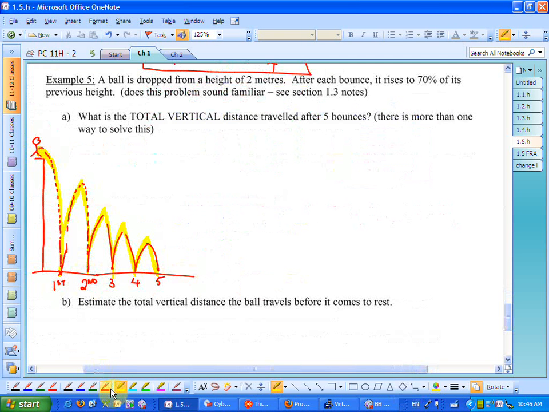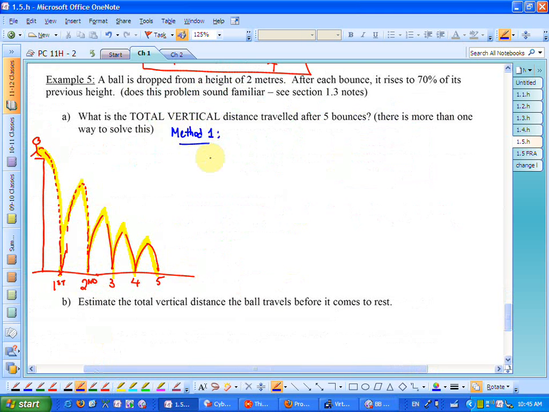Now, I did say there's more than one way to solve this, so I'm going to show you both, and then you can decide which one you like better. And then hopefully from there, you can figure out the next part. Estimate the total vertical distance traveled before it comes to rest. Okay? So let me show you the first one, method 1.